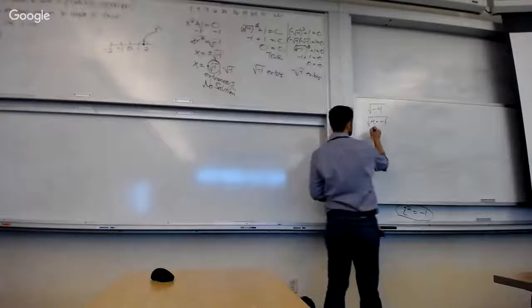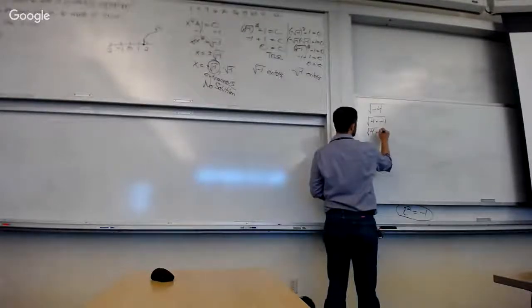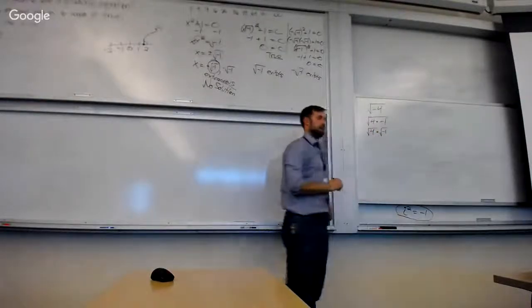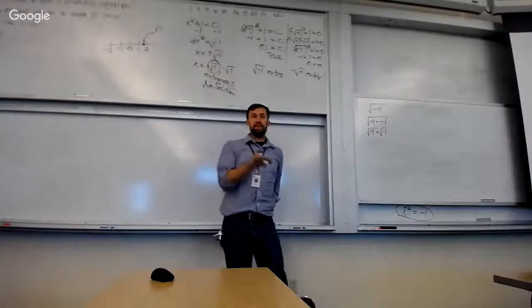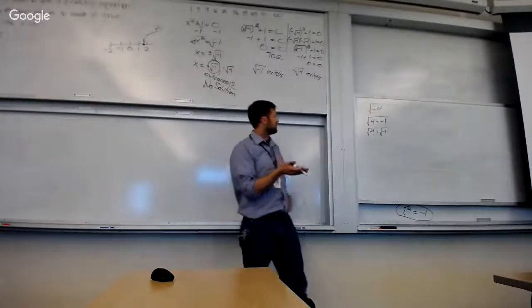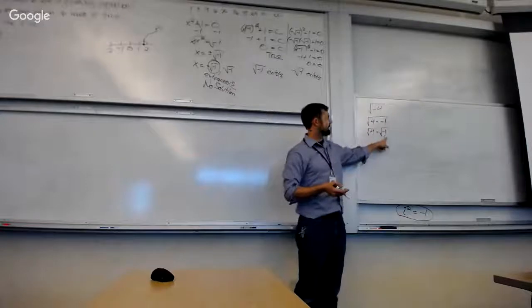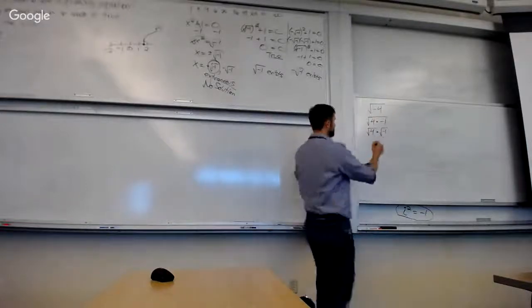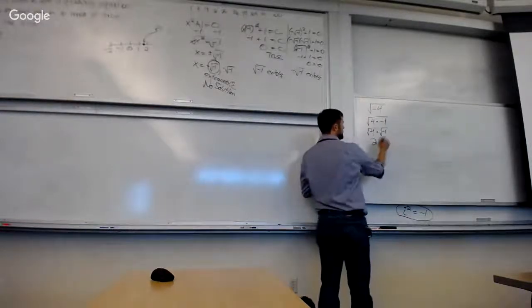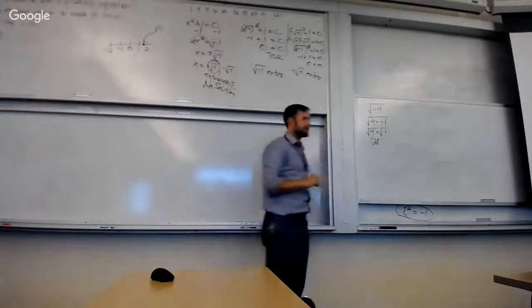And now I can use the product rule for roots to say that's actually root 4 times root -1. So you can see I just completely isolated the square root of -1. So now I have a real root and an imaginary root. And the square root of 4 I know is 2. And the square root of -1 I know is i. So the answer is actually 2i.